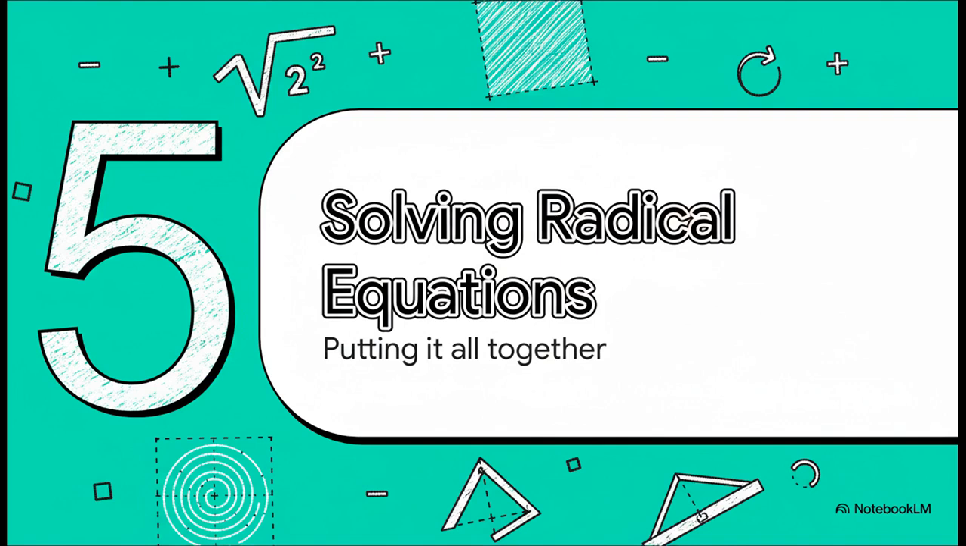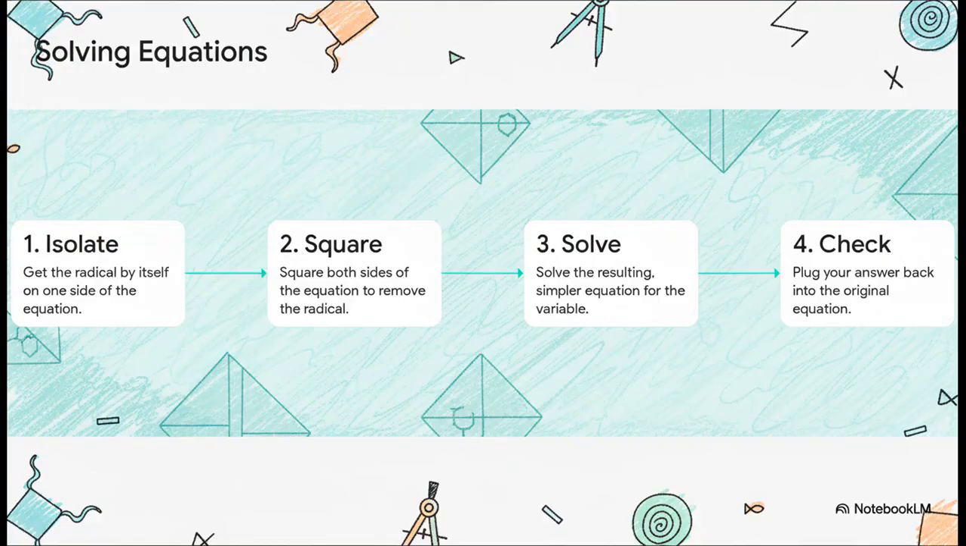All right, time for the grand finale. Let's put all of these tools together to actually solve equations. This is where we use everything we've learned to find a mystery number that's trapped inside a radical. And luckily, there's a clear 4-step game plan for this. Step 1, get the radical all by itself on one side of the equation. Step 2, do the opposite of a square root, which is to square both sides. That makes the radical symbol disappear. Step 3, solve the nice simple equation you have left. And step 4, and this one is super important, always check your answer by plugging it back into the original equation, just to make sure it works.